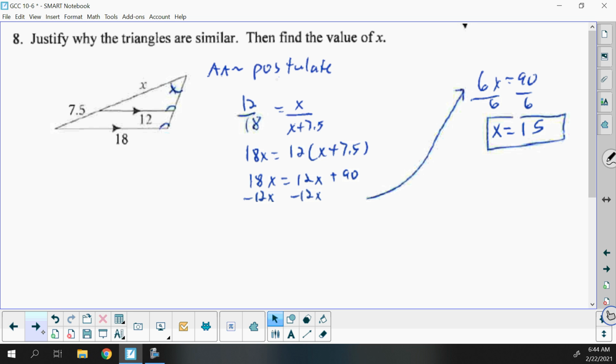So why are the triangles similar? Well, you've got parallel lines, so you have congruent corresponding angles. You've also got reflexive there as well. So by angle-angle similarity postulate, the triangles are similar. So we can set up a proportion. So x in the small triangle matches x plus 7.5 in the large. 12 in the small matches 18 in the large. Cross multiply and solve, you got x is 15, and that's what they wanted us to solve for.